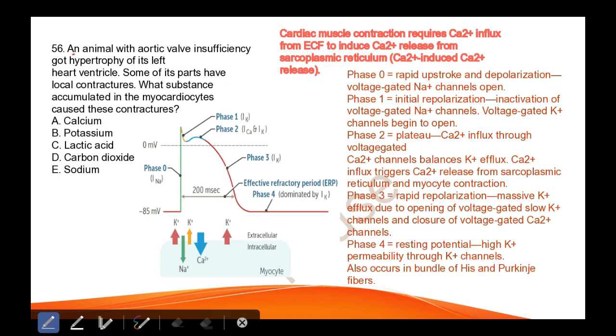In this question, we have an animal with aortic valve insufficiency and hypertrophy of the left ventricle, also local contractures. This is because of calcium accumulation in the myocardiocytes. So the cardiac muscles will be triggered by calcium ions binding to the protein complex troponin, and troponin will activate the binding sites on the actin. So when ATP comes, it will attach to myosin and allow the muscle contraction process.